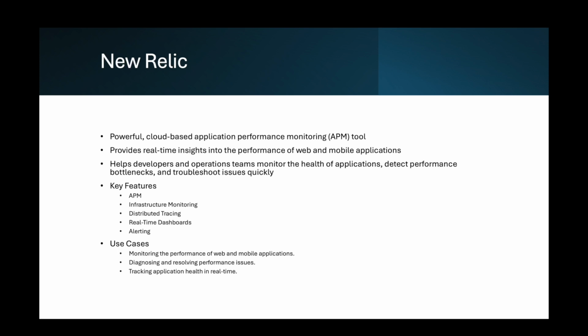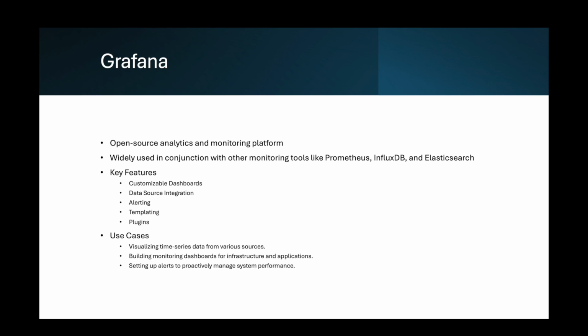Some of the use cases of New Relic include monitoring the performance of web and mobile applications, diagnosing and resolving performance issues, and tracking application health in real time. One of the examples you can think of is that New Relic allows you to monitor the response time of your web application, track database query performance, and set up alerts for when the response time exceeds acceptable thresholds. Grafana.